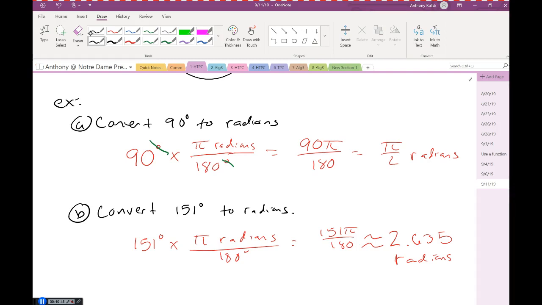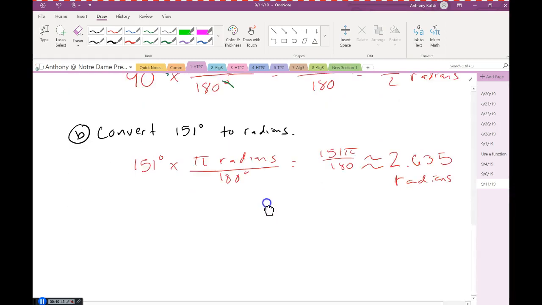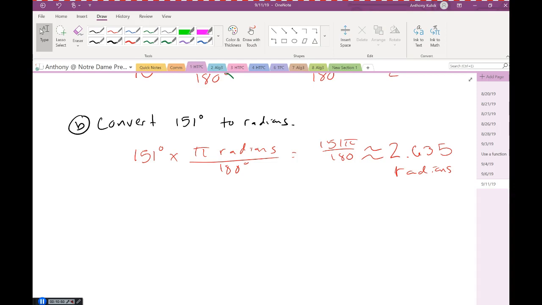Everybody okay with that idea? So you do need to be careful because sometimes we'll write radians as a decimal. So if you see 2.635, you should recognize that as an angle in radians. If it was 2.635 degrees, that's something different, right? Raul?